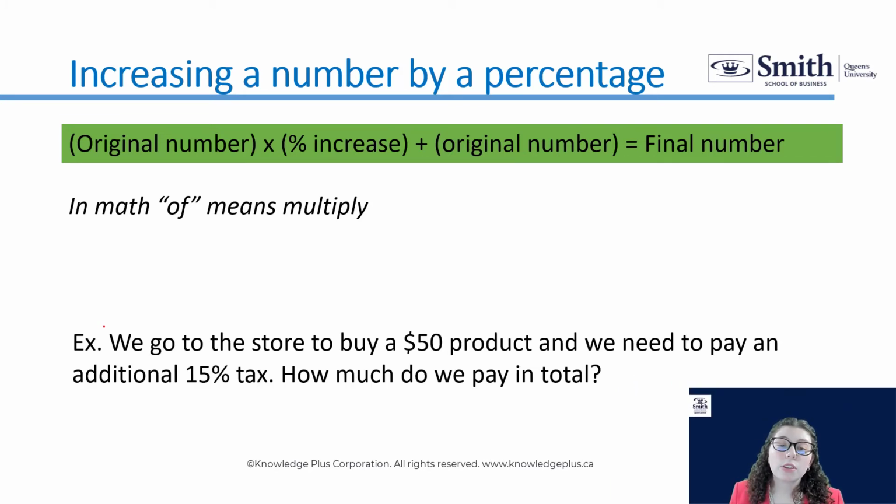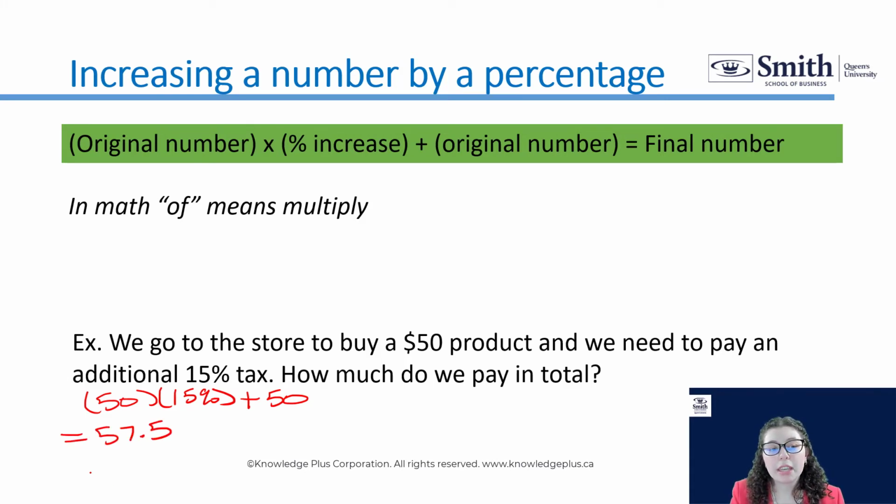Let's say we go to a store to buy a $50 product, and we need to pay a 15% additional tax. How much do we pay in total? To find the total price we pay, we multiply $50 times 15% to find the tax we pay, and then add it back to $50. And this gives us 57.5.